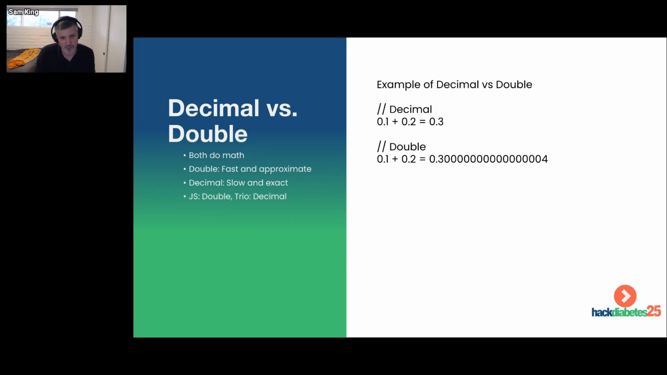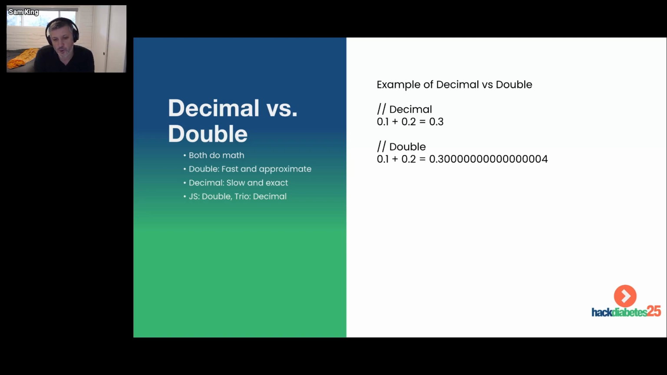Both of these are used for math, but the fundamental difference is decimal will give you exact values, but it takes a long time to calculate. Doubles will give you approximate values, but it's really, really fast to calculate and has hardware support and is very widely supported. JavaScript is using doubles, and in Trio, we use decimals.